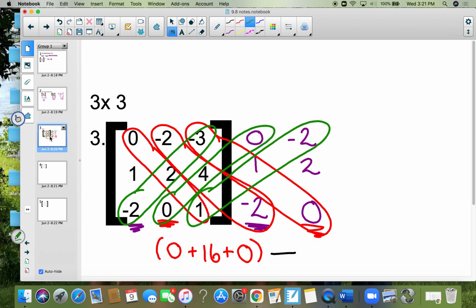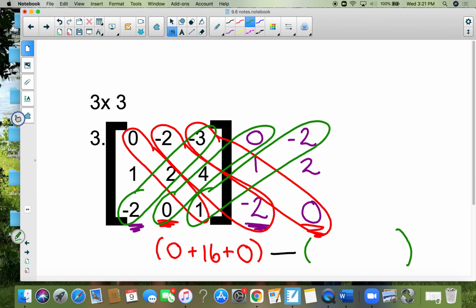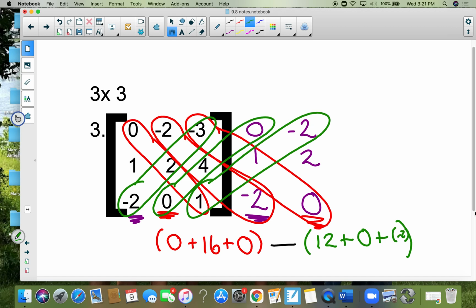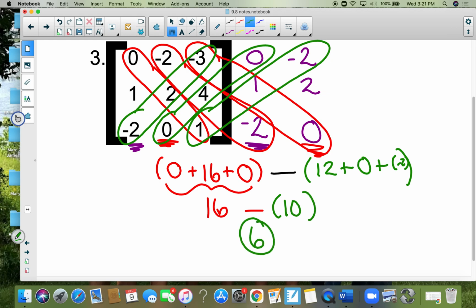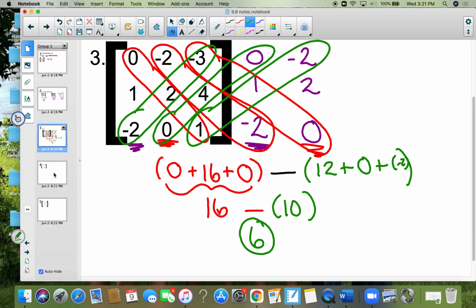So what do we get here? Again, I like to put them in parentheses. The first one is going to give you 6 times 2 is 12. The next one is going to give you 0 because 0 times 4 times 0 is 0. And the last one is going to give you 1 times negative 2 is a negative 2. So what's the determinant going to equal? Well, the red equals 16. That's the diagonal in one direction. Minus 12 plus 0 plus a negative 2 is 10. So 16 minus 10 is 6. That is called the determinant.